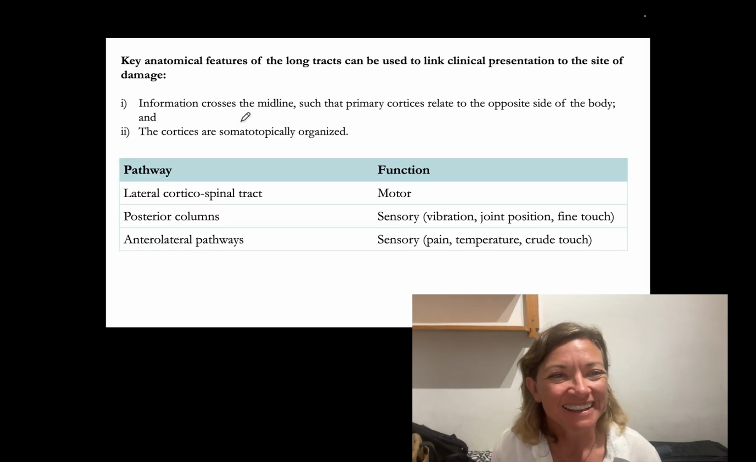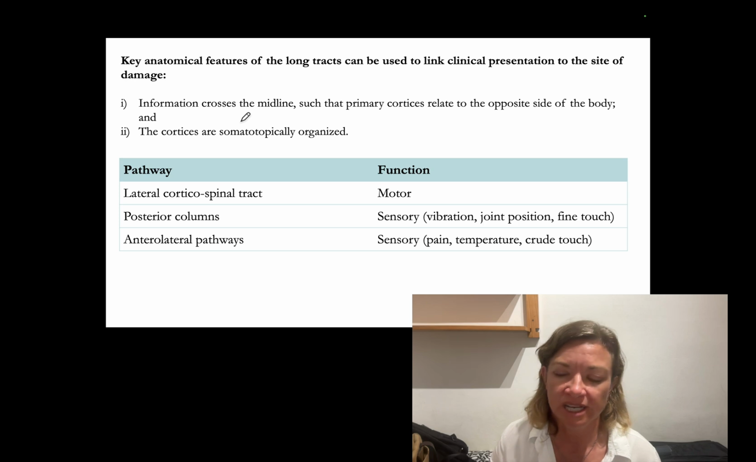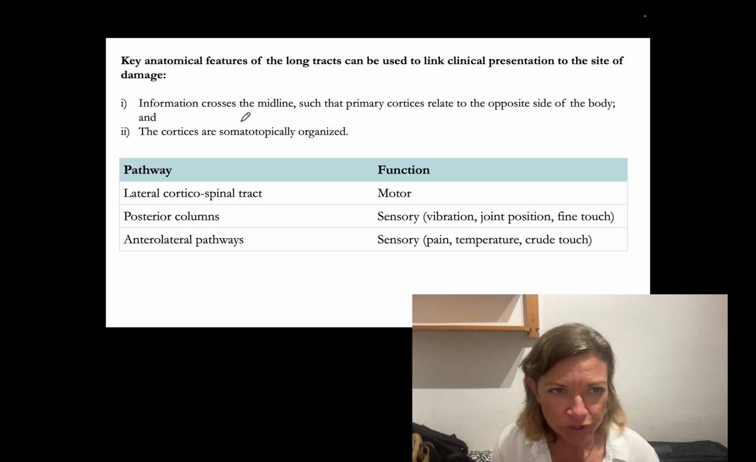General intro point number 3 is these key anatomical features of the long tracts that can be used to link clinical presentation to site of damage. Namely, number 1, information crosses the midline such that primary cortices relate to the opposite side of the body. And number 2, the cortices are somatotopically organized. I'll just add to that that this somatotopy extends beyond the level of the cortex. So along the pathway of motor information traveling through the nervous system, there is some somatotopic segregation. So just keep those 3 things in mind before we start.